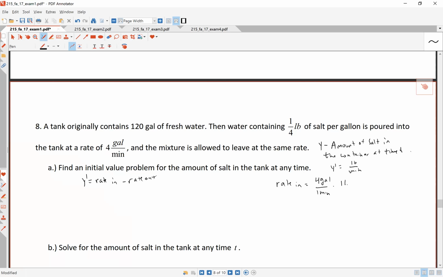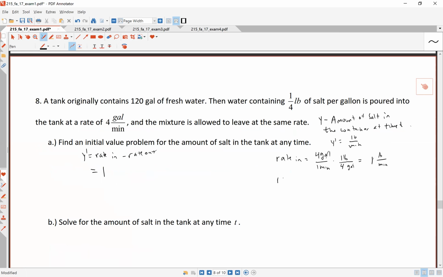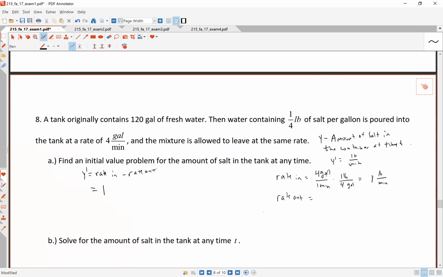And it has 1 pound of salt, 1/4 pound of salt per gallon. The gallons cancel and we have pounds per minute, so that's 1 pound per minute that the salt is coming in the tank. The rate out leaves at the same rate, 4 gallons per minute.